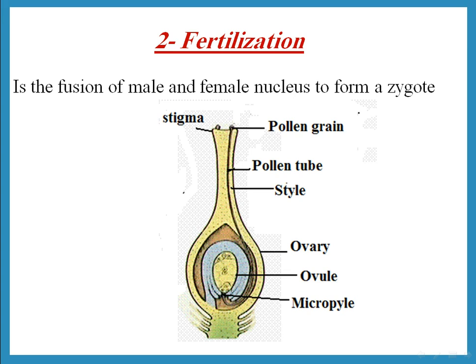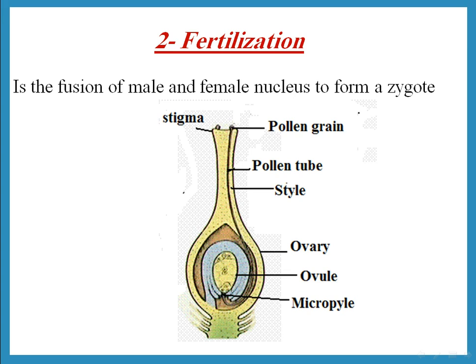Are we paying attention? So we want fertilization to happen. That means we need to fuse male and female nucleus to form a zygote. Now, the male nucleus in the pollen grain up there goes down through the pollen tube, enters through the micropyle, and fuses with the female nucleus inside the ovule. So remember that the pollen grain remains up there on the stigma.